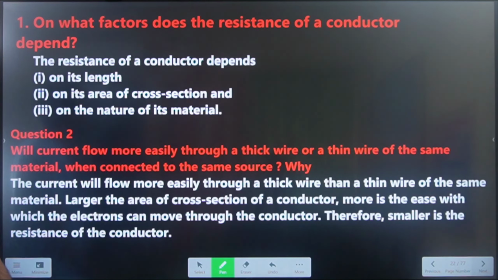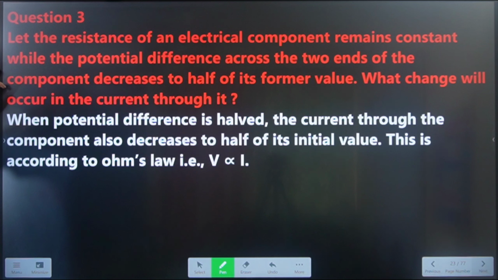Okay, now move on to the next slide. Here we have some more questions. Let the resistance of an electrical component remain constant while the potential difference across the two ends of the component decreases to half of its former value. What change will occur in the current through it?